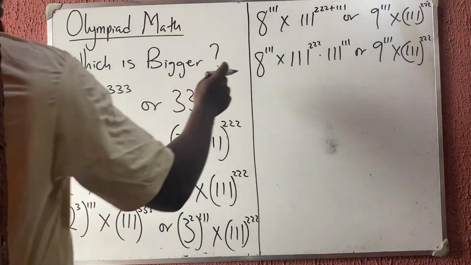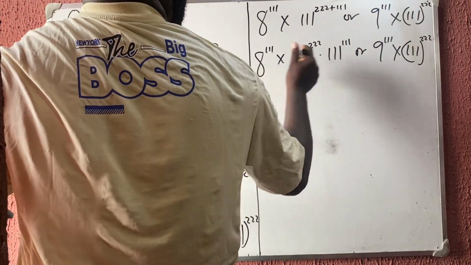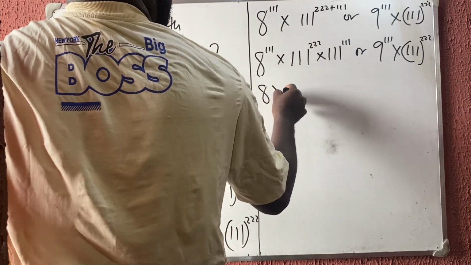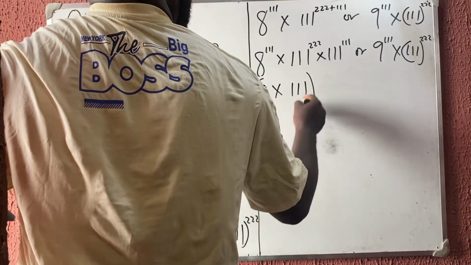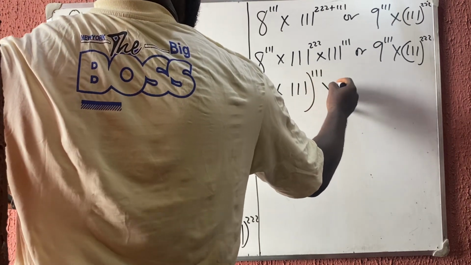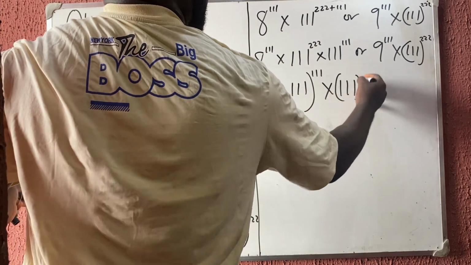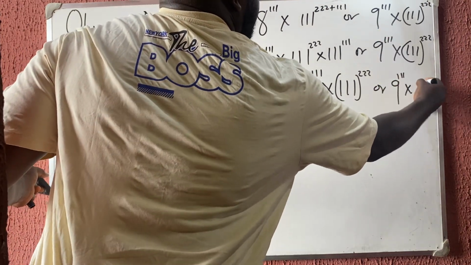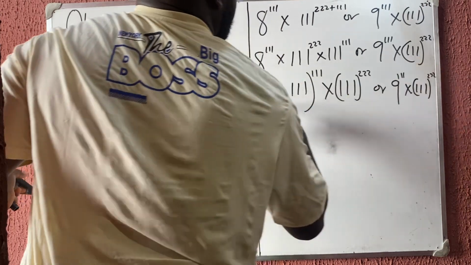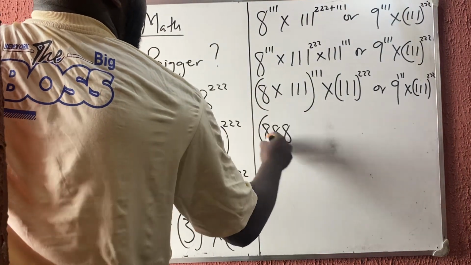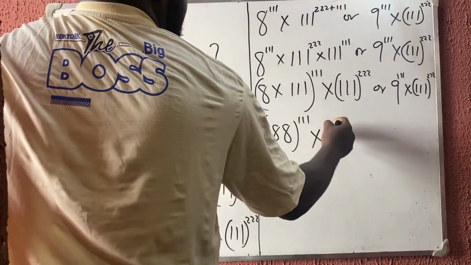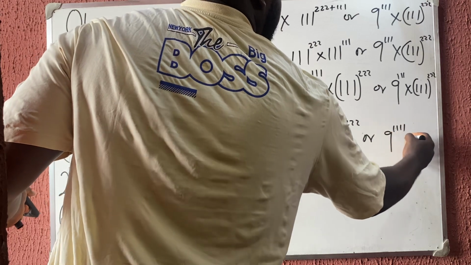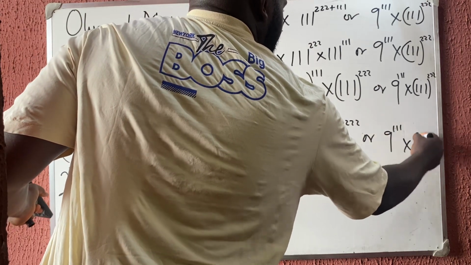Now these two are factorizable. If you look at this, these two are factorizable. So if I factorize these two, I'm going to have 8 times 111, everything raised to power 111, then times 111 raised to power 222. Then bring this one down, 9 raised to power 111 times 111 raised to power 222. So this will give you 888 all raised to power 111 times 111 raised to power 222, or 9 raised to power 111, then times 111 raised to power 222.